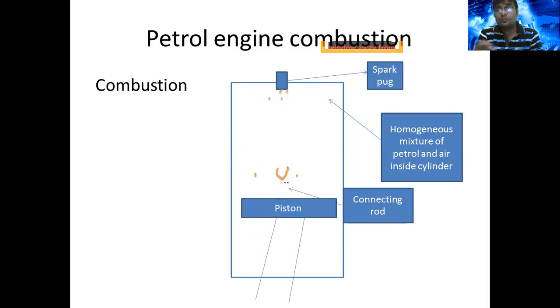Okay, so with the help of the spark, what is happening? The flame comes, and that flame finally pushes the piston downwards. First, try to understand the combustion characteristics, or how the combustion looks in a petrol engine. In a petrol engine, the combustion which takes place is like a regular flame front. What is the meaning of regular flame front?